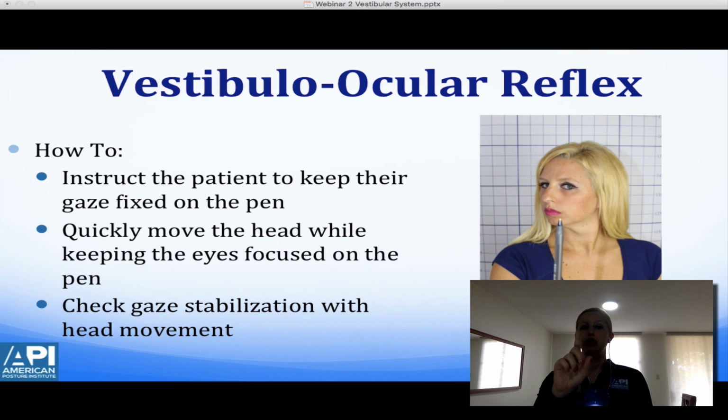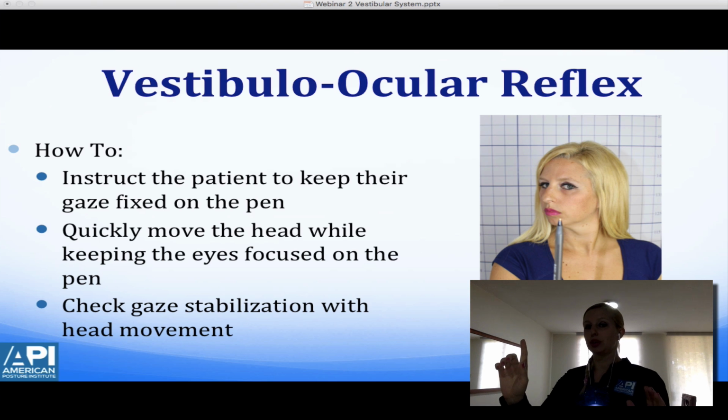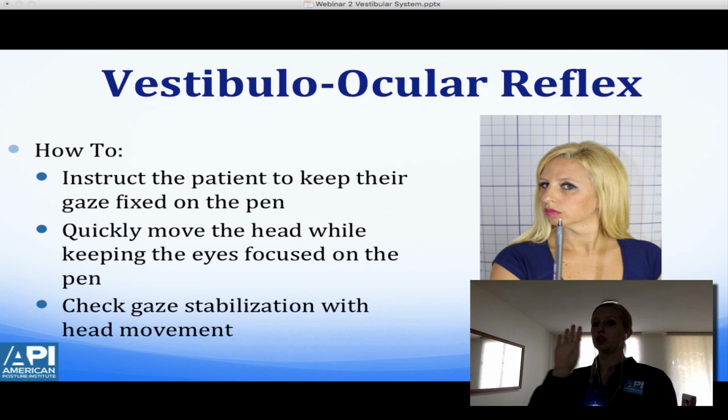So what you're going to do, I'm going to stand to the side so that you can see me, but recognize that you would be straight on with the patient. You're going to hold your finger in front of the patient's nose, midline to their face, and you're going to instruct them to keep their eyes focused right here on the tip of your finger. Gaze stabilization. They're going to keep their eyes focused there while rapidly moving their head in different directions.